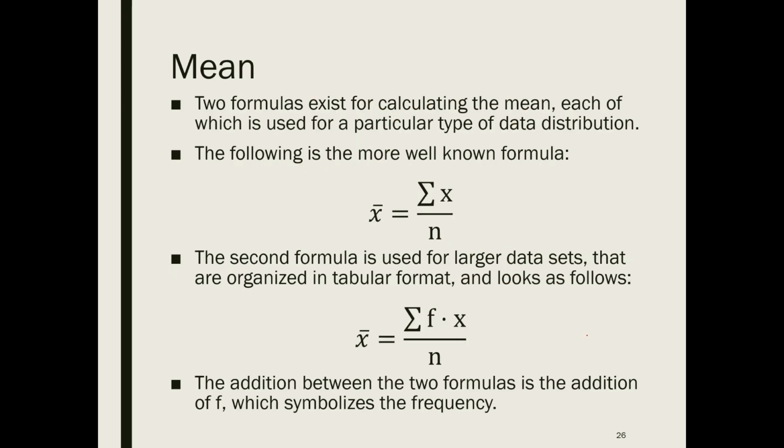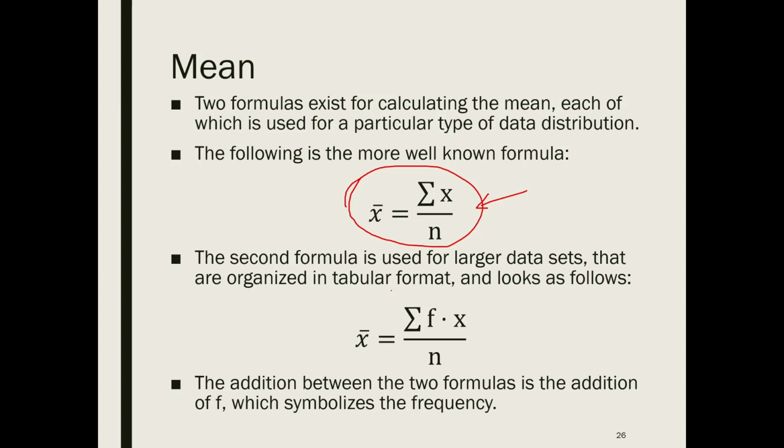The formula to calculate the mean is very easy. People already know this, right? The average means average. So you add everything together and divide by the total sample size. The sigma here indicates the sum of the x. So you add every x together and divide by how many x's you have, the total sample size. This is the most common formula.